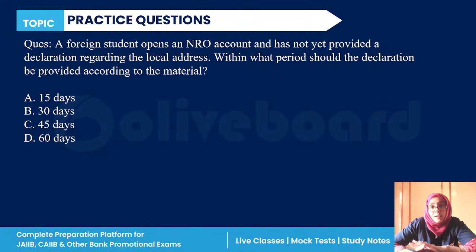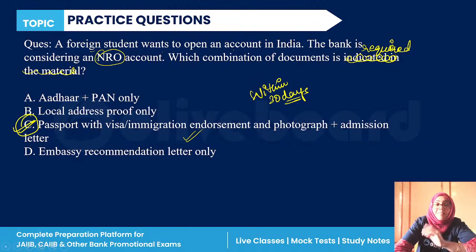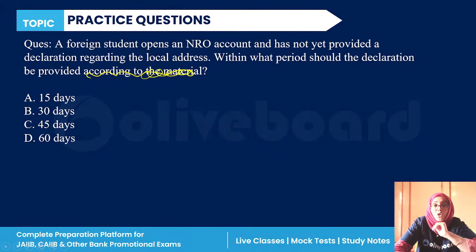foreign student. Okay, so again, the same thing. I have just answered this question here. So you have to tell me, if a foreign student opened an NRO account, within what period should they declare their local address? 15 days, 30 days, 45 days, or 60 days?